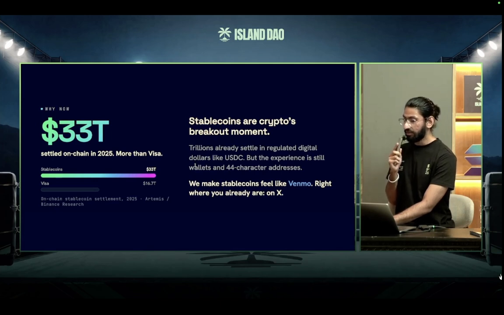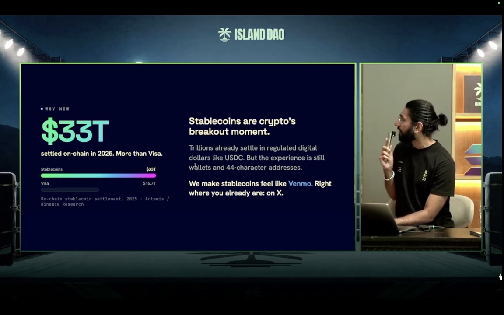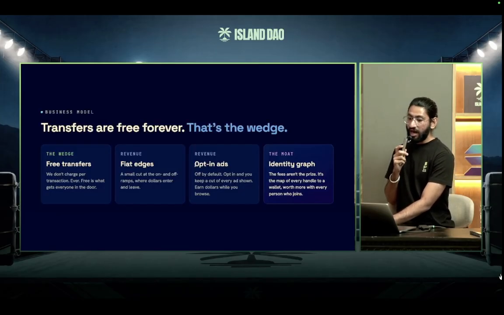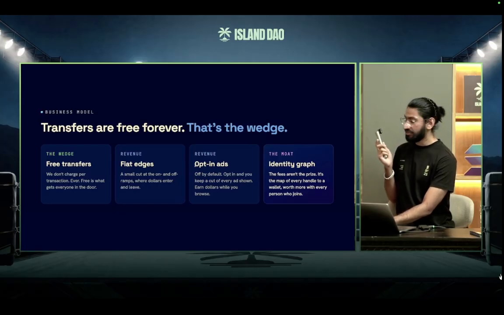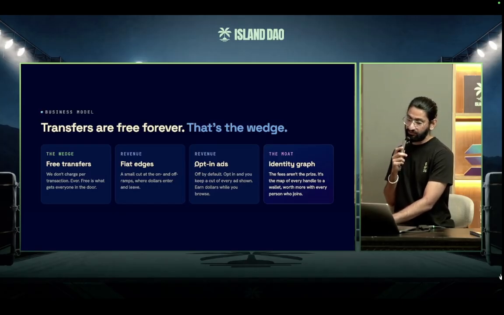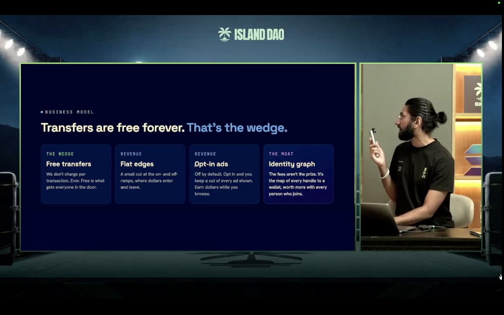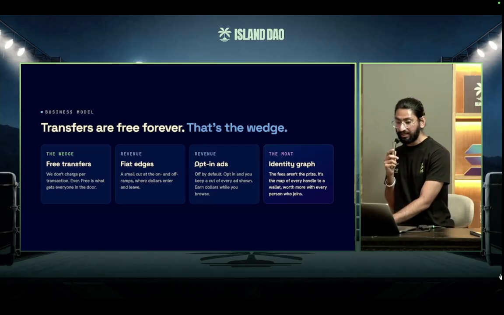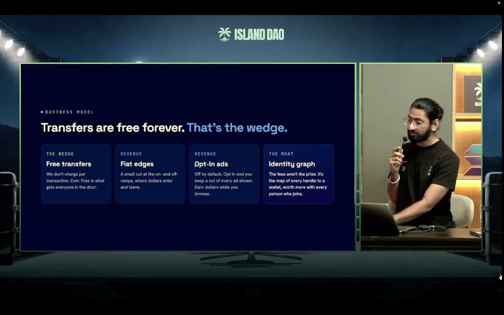As you can see, stablecoin has been growing very fast, and it has overtaken Visa. And transfers are forever free. That's the wedge, right? It's free transfer. There will be fees at the edges, like we will have a small cut on ramps and off ramps. But apart from that, if the transfer is inside Mosaic, it will always remain free.